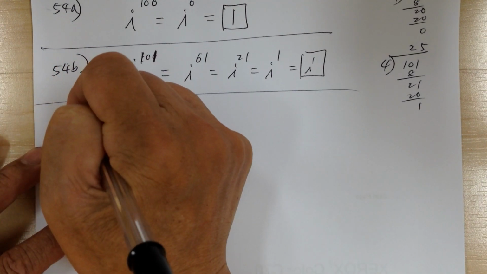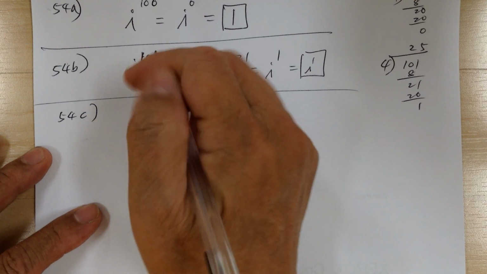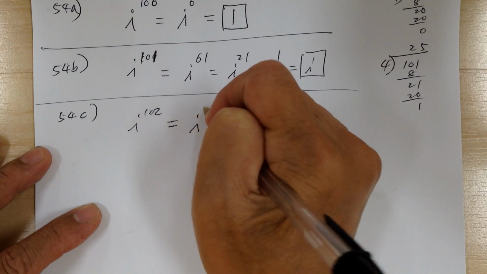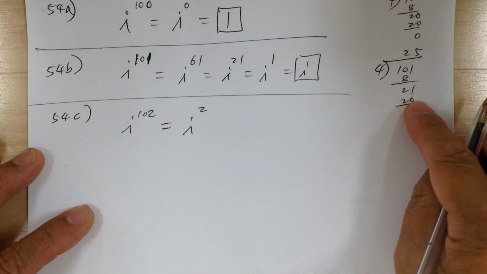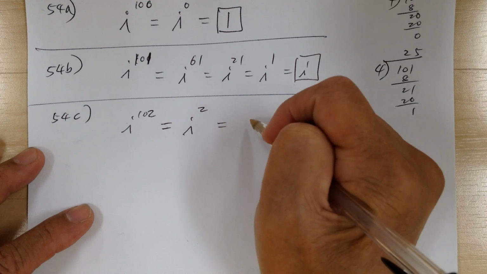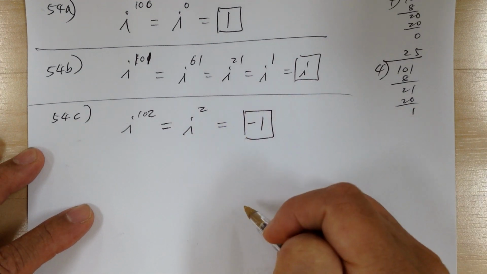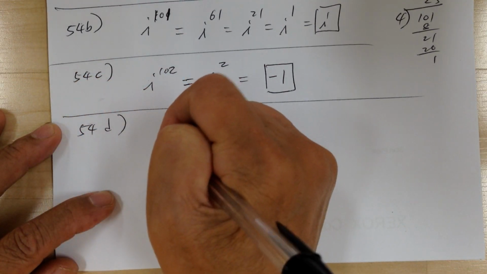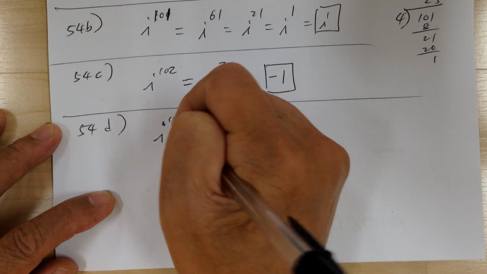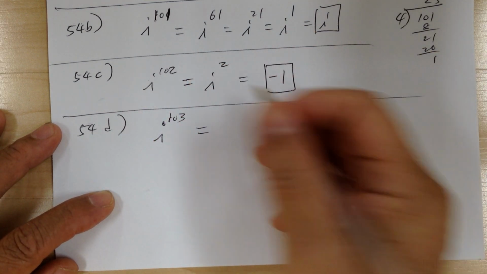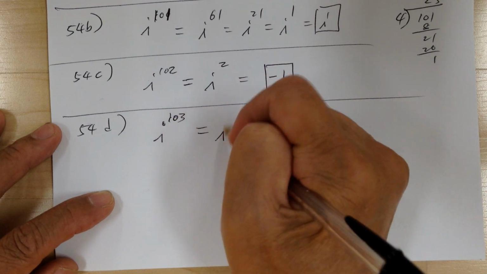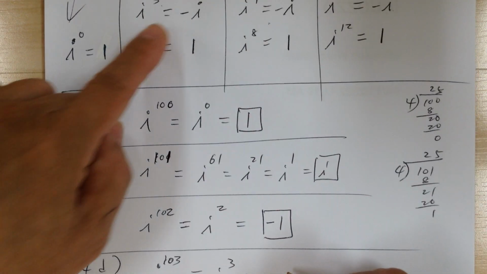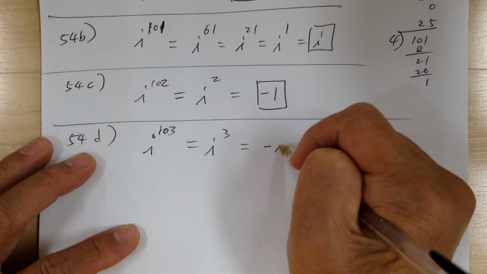So now if you go to C, i to the 102. Again, if you go backward by 100, this is equal to i to the 2, if you do the same thing over here. And so i to the 2 will equal negative 1. Okay, and now if you go to 54D, i to the 103. Again, if you go backward 25 cycles of 4, this is equal to i to the 3. And so i to the 3 is negative i.